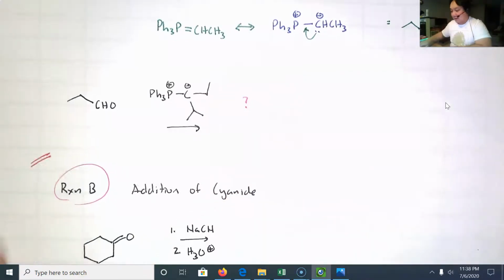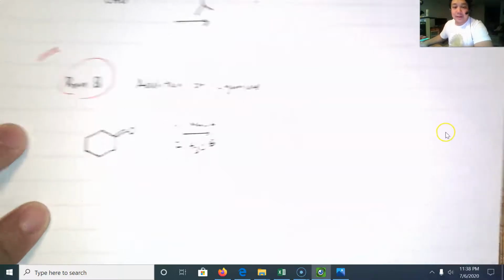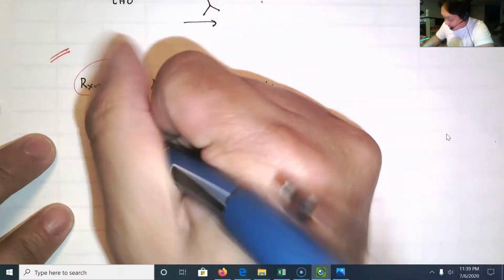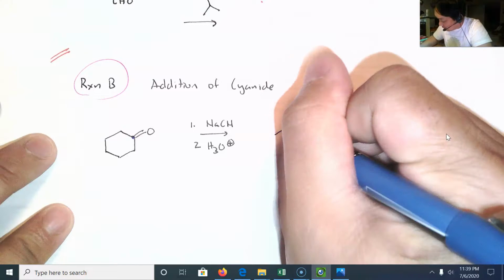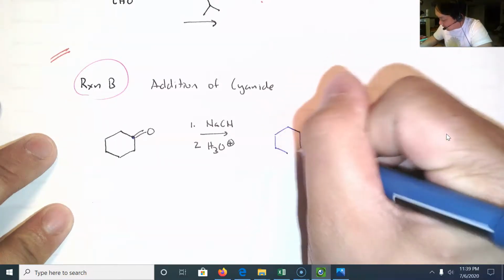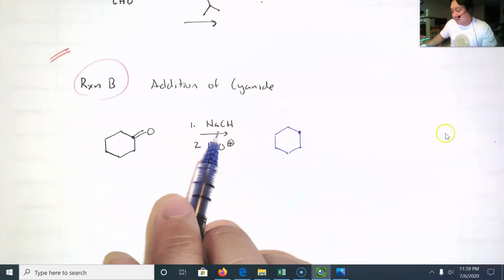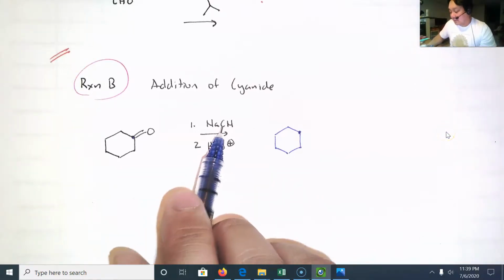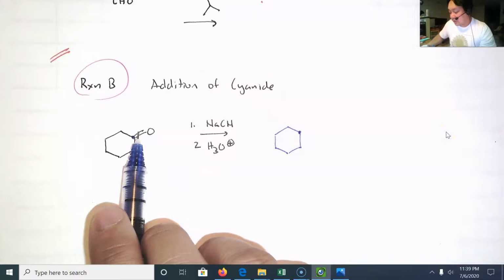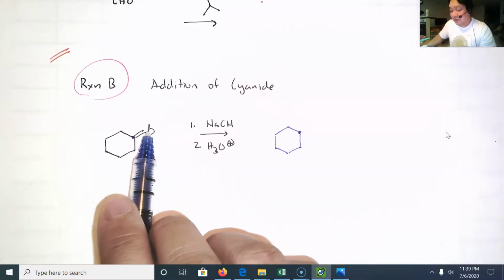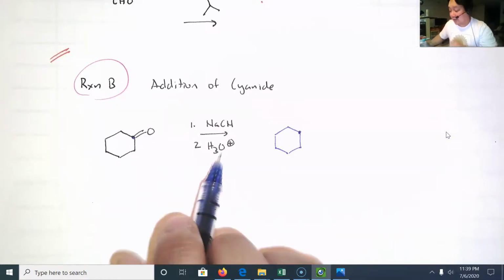Oh, there you go. Sorry about that. With your dot, we'll go through the mechanism, but to get the product as quickly as possible, visualize your cyanide attacking this carbon, pushing this pi bond up to the oxygen to make it an O minus, then protonating it.